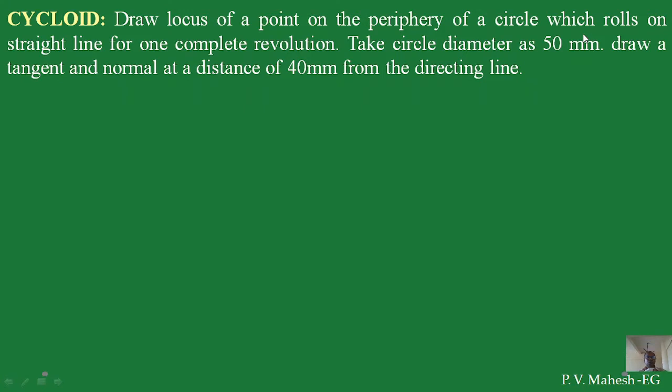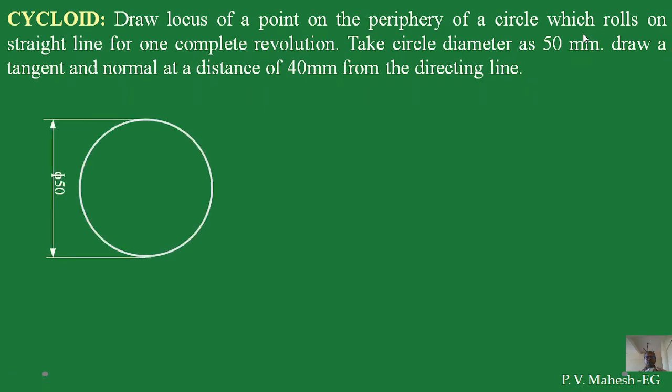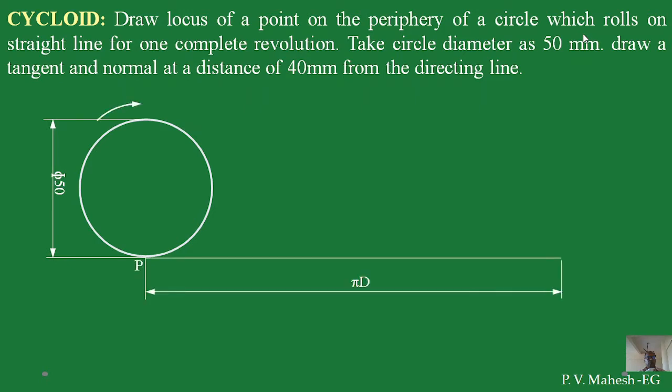Okay, let us see the procedure for how to draw this curve. Here the circle is rolling on a straight line, so it is a simple cycloid. The diameter of the circle is 50 mm, and it is rolling on a flat surface for one revolution. For one revolution, any circle will roll without slipping for a distance of 2 pi r or pi d. So this is the 2 pi r distance or pi d distance.